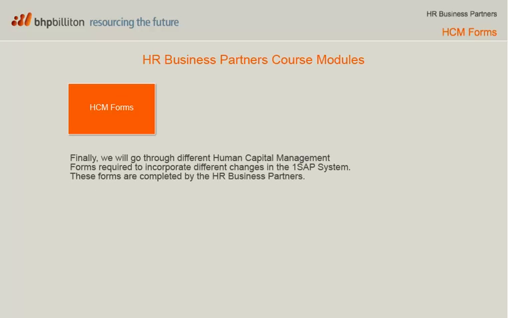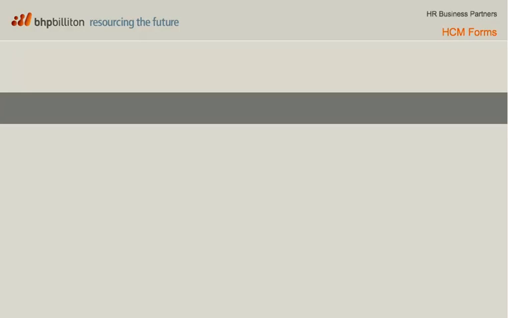Finally, we will go through different human capital forms required to incorporate different changes in the One SAP system. These forms are completed by the HR business partners. HCM forms are used to request a variety of changes, including create, maintain and delimit in the One SAP system. They are raised by the HR business partner or recruitment, based on the requirements of the line managers.